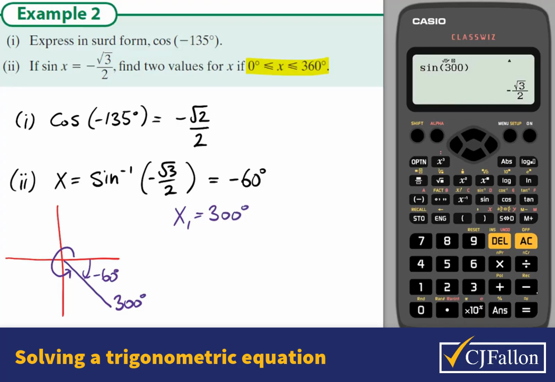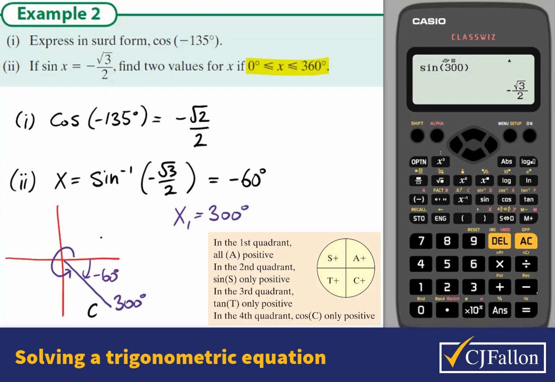Now, where would we find the other answer? Well, it must somehow relate to this. Using the CAST system, because we know that sine is a negative answer, we see that sine is negative in the fourth quadrant and in the third quadrant.